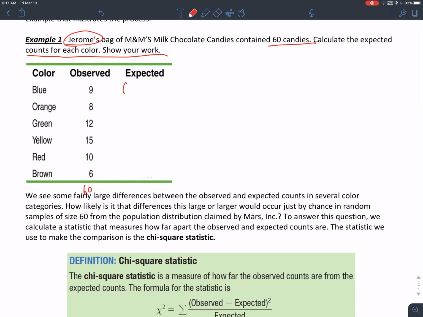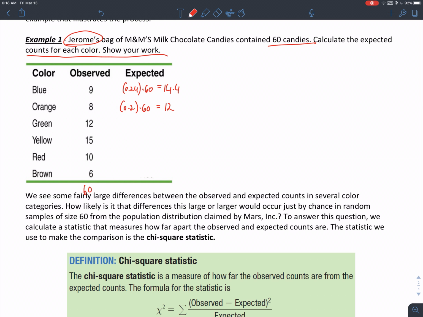So I'm assuming that their claim for blue is true, which is 0.24. And then I'm going to multiply that by 60 in my sample. And that means this is what I should have seen if their claim is true. Okay? This is what I saw. This is what I should have seen if their claim is true. All right? Obviously, you know at this point, the further away what I expect from what I observe, the more unlikely it is that this is just a coincidence, and the more likely it is that I'm going to get a statistically significant result.